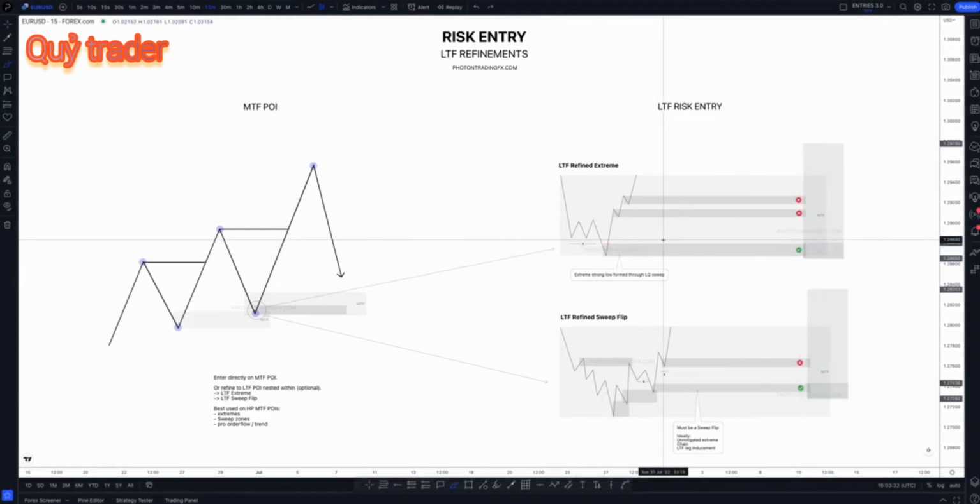So that one's pretty simple. You either enter directly here. Generally, you're going to be doing it from those medium time frame extreme POIs anyway. And if you want to refine it even further, generally I'm going to refine it to the M5 or the M1 extreme if I'm trading an M15 POI. Okay, so that one's quite simple.